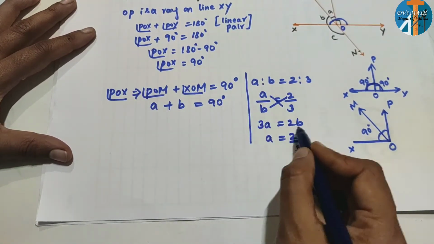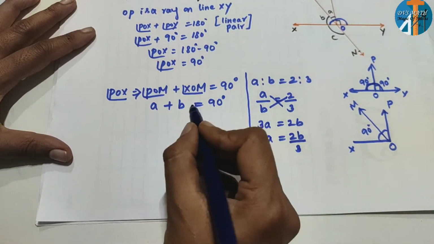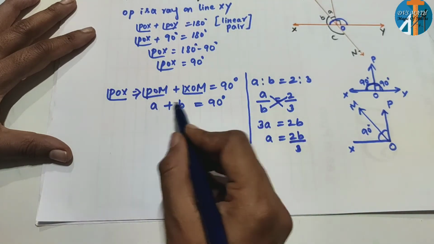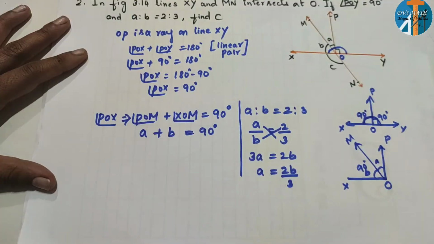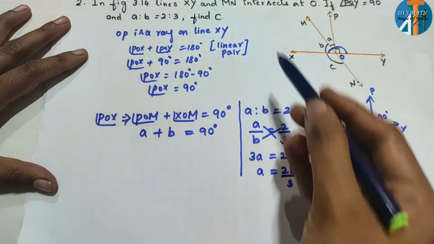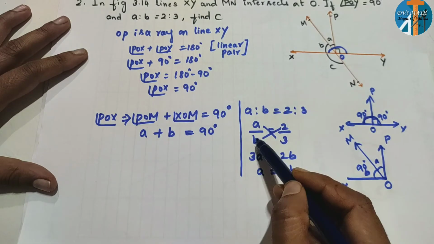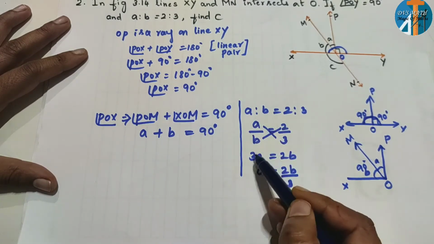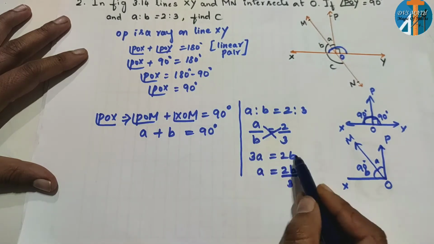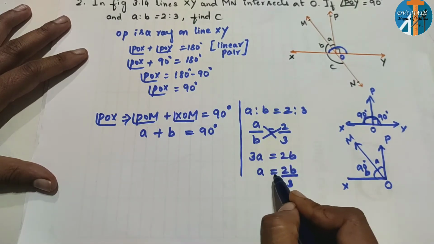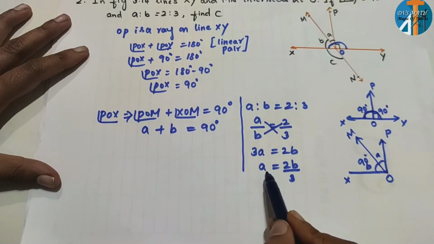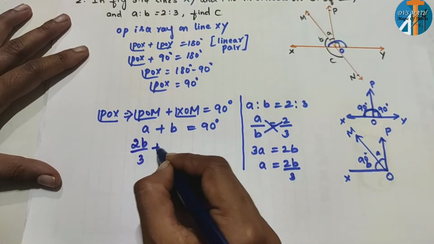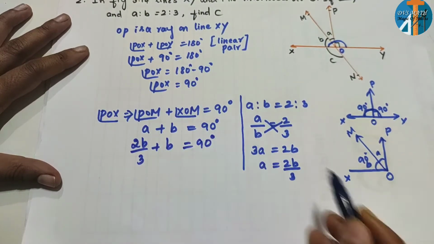The A value we got is 2B by 3. Why we are doing like this means we are converting the 90 degrees in terms of A or in terms of B only. But here the given is A is to B is equal to 2 is to 3, that is A by B is equal to 2 by 3. So if we cross multiply, 3 into A, 3A, 2 into B, 2B. So convert any one equation. So here A is equal to 2B by 3. So now in the place of A, let us substitute this. Okay, 2B by 3 plus B is equal to 90 degrees.